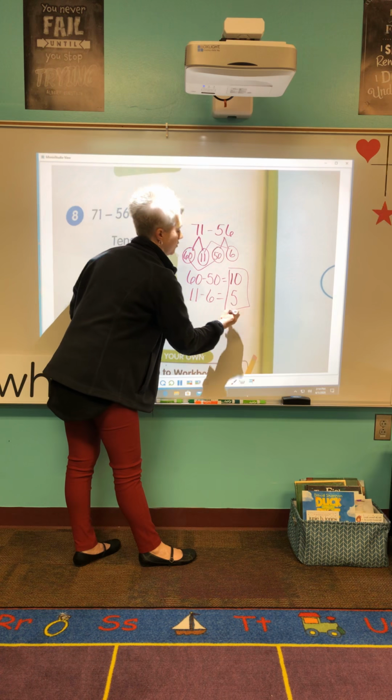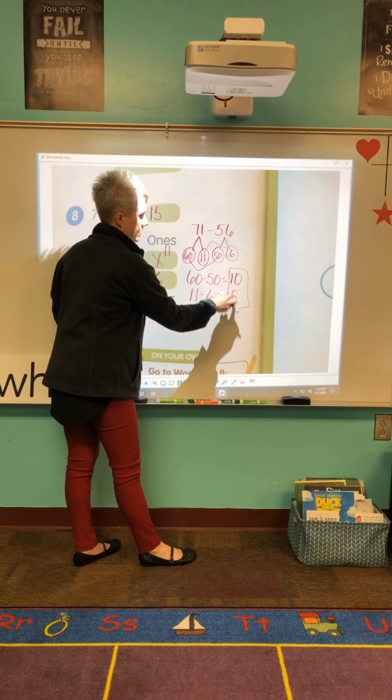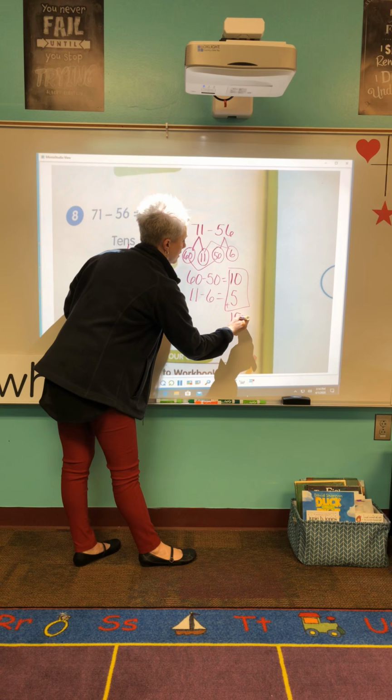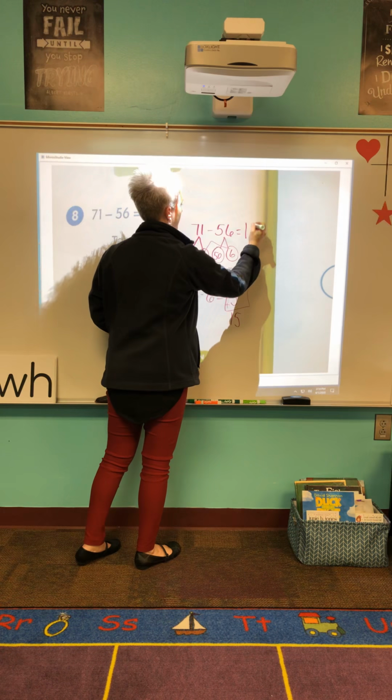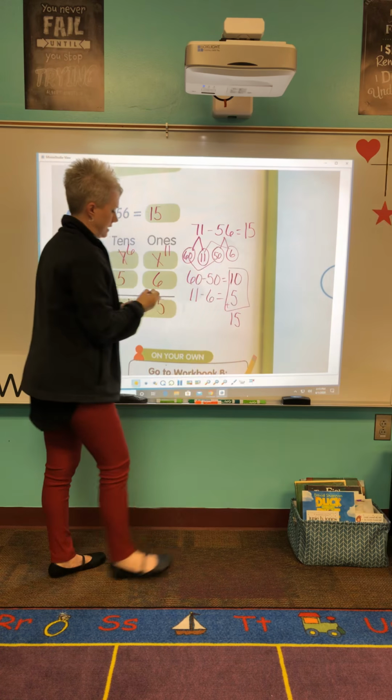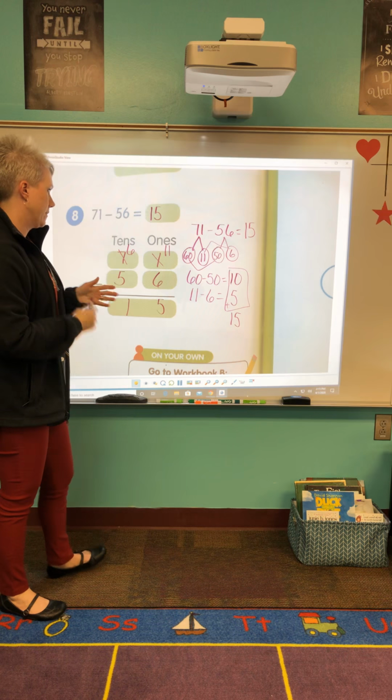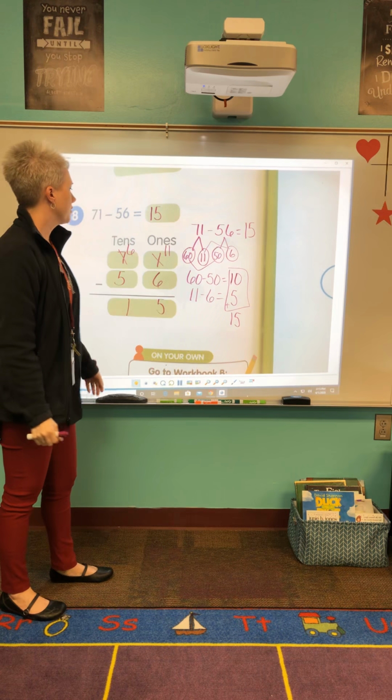Now, these are my two new numbers. I need to add those up. 10 and 5 more is 15. 71 minus 56 is 15. It's the same math, it just looks different.